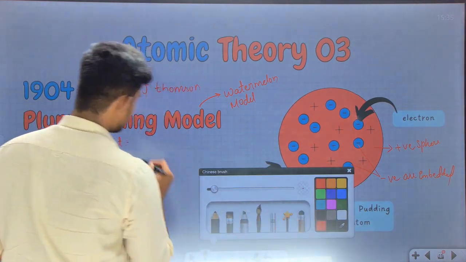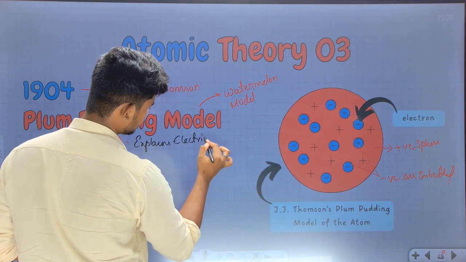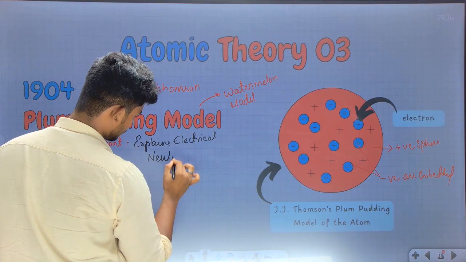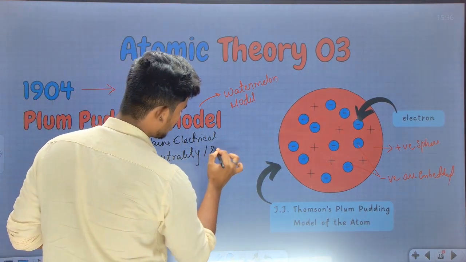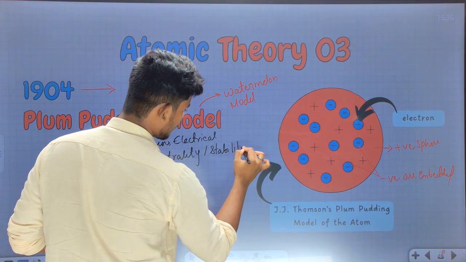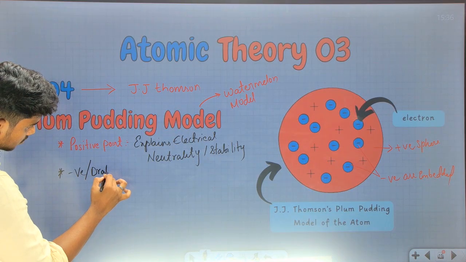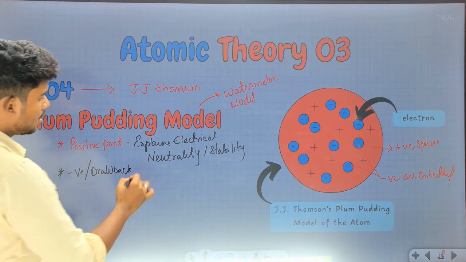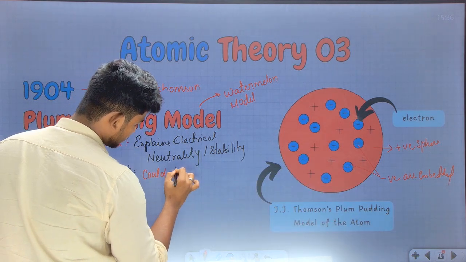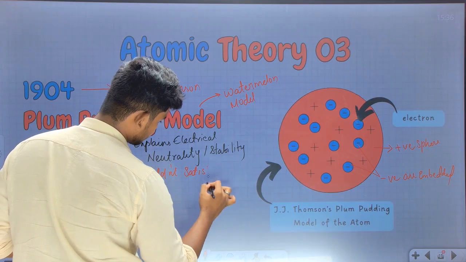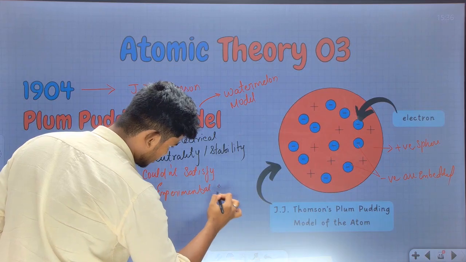So the positive point is that it explains electrical neutrality and stability, but the negative drawback of this model is that unfortunately it couldn't satisfy experimental studies.